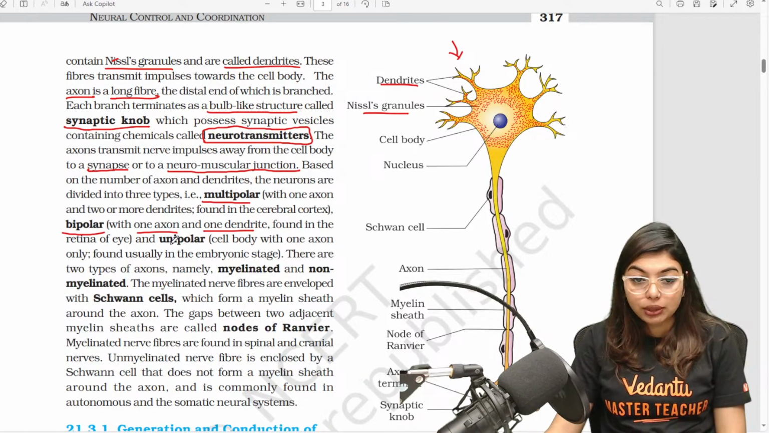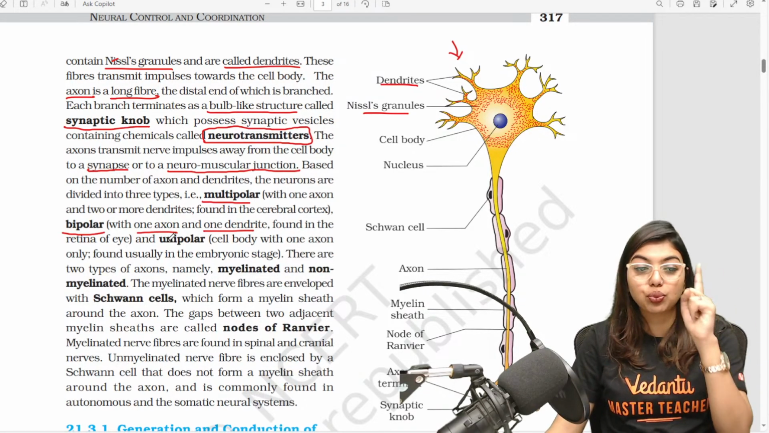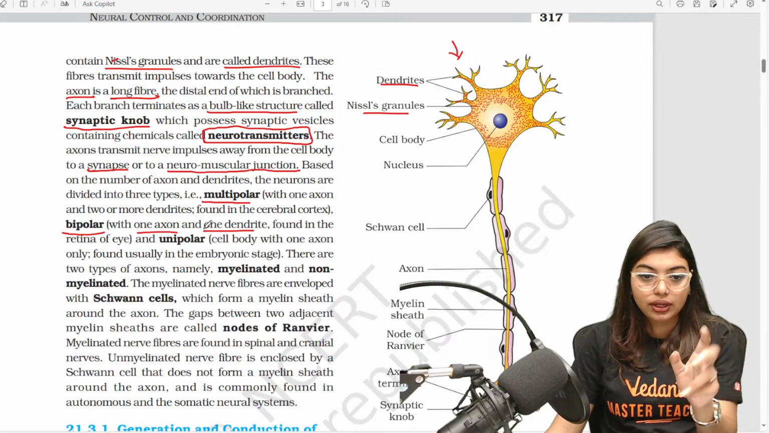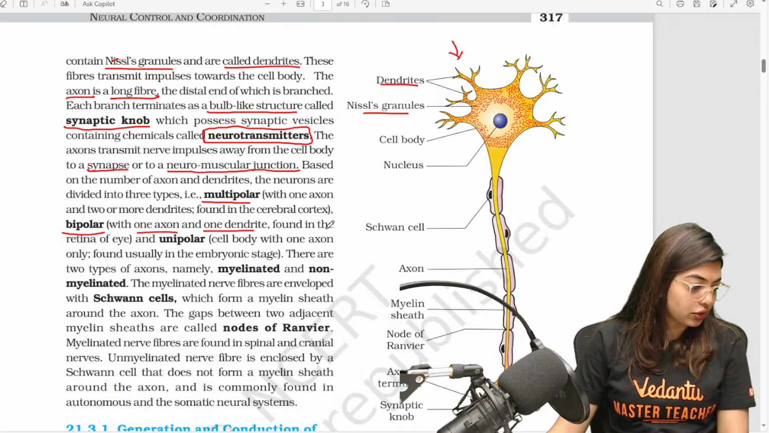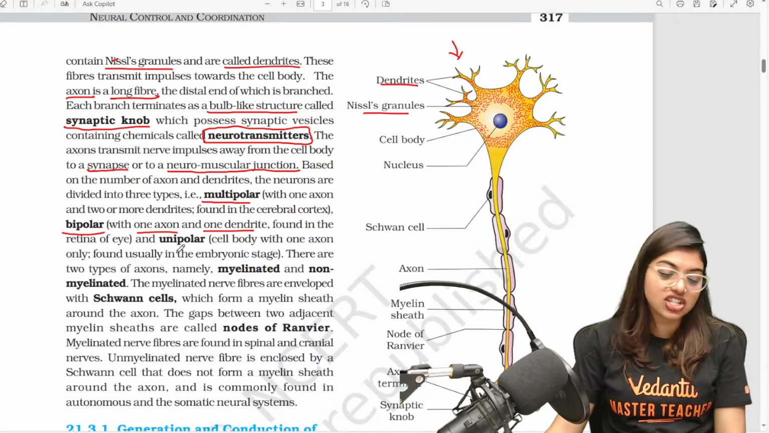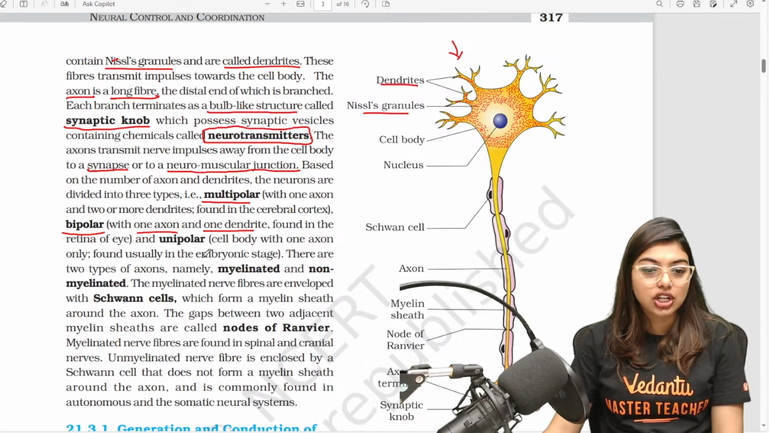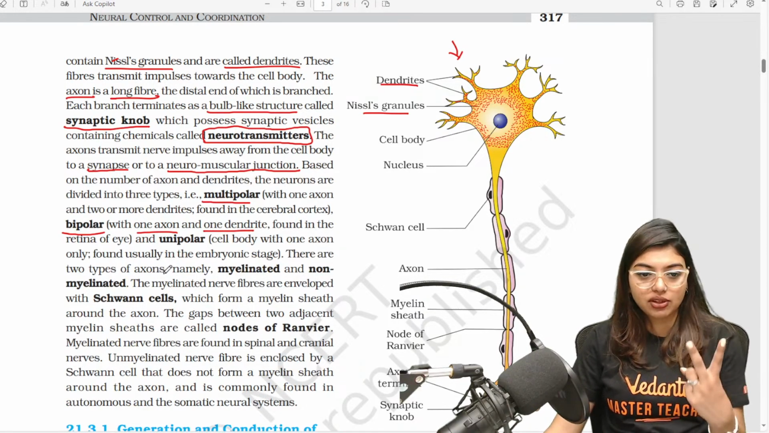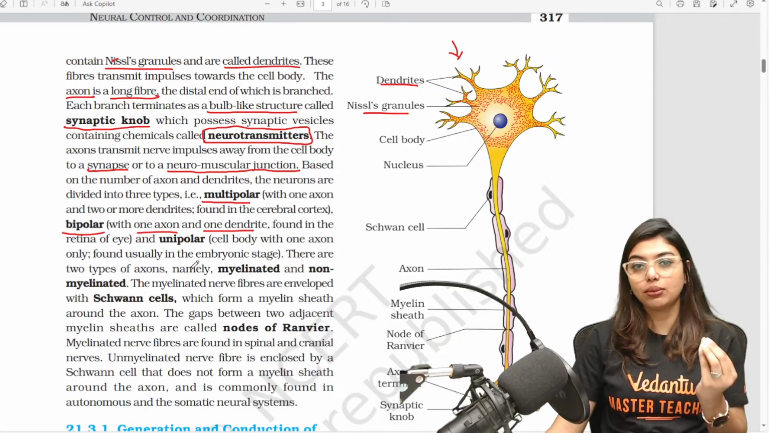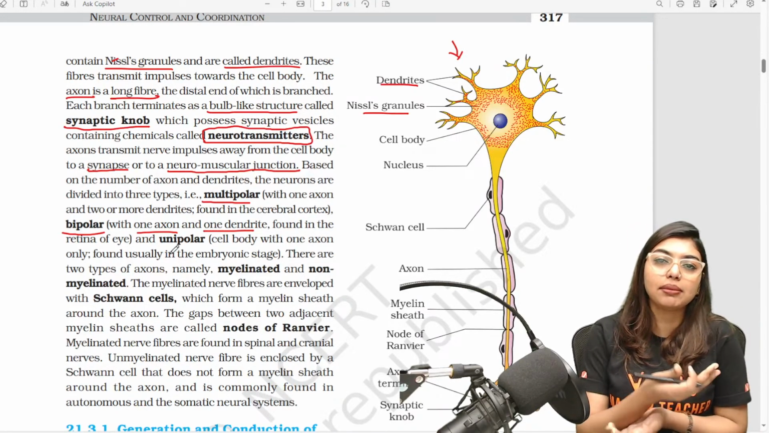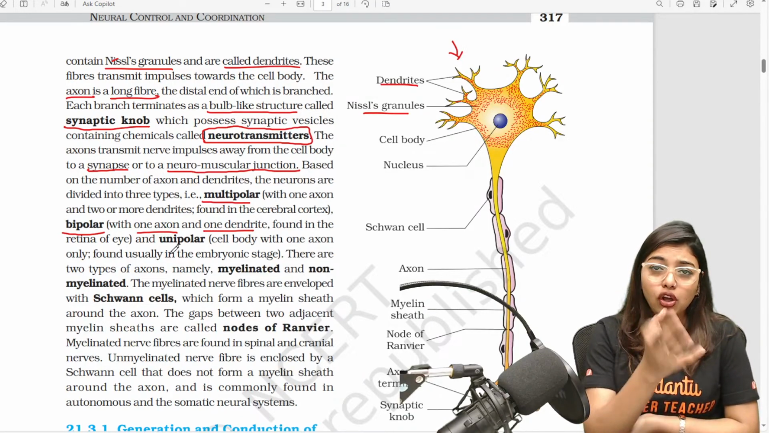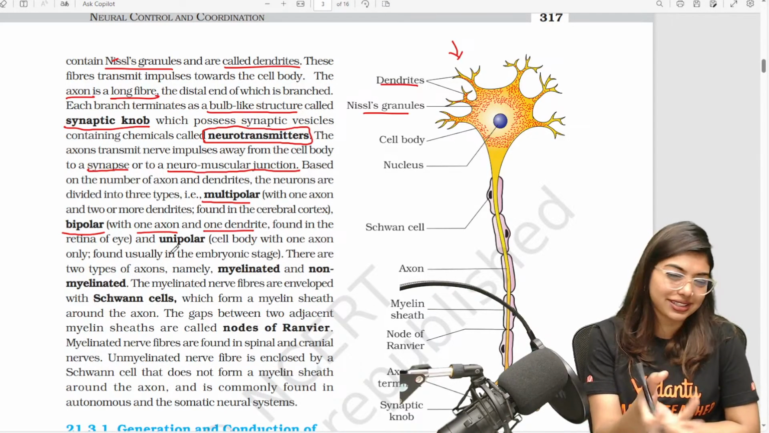Then you have unipolar, where there is a cell body with one axon only. No dendrite, nothing is there, just cell body and axon. Got it? Now, there are two types of axon, namely myelinated and non-myelinated. Myelinated means the ones that have a myelin sheath. Non-myelinated means the ones that don't have a myelin sheath.